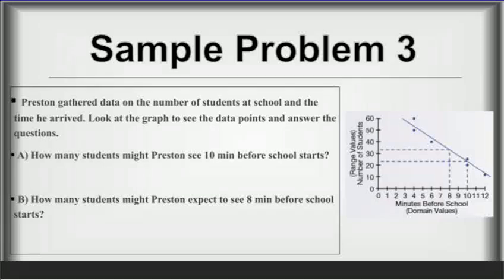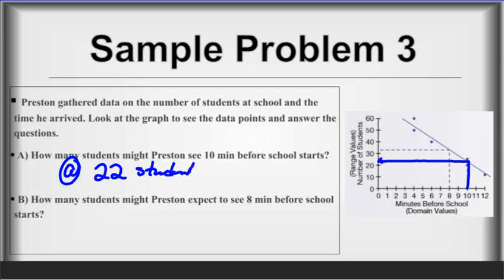Next one, Preston gathered data on the number of students at school and the time he arrived. Look at the graph to see the data points and answer the questions. How many students might Preston see 10 minutes before school starts? So minutes before school, 10 minutes is right here. If I go across, how many would that be? We would say about 22 students. Maybe somebody might say 21. 21, 22, that would be okay.